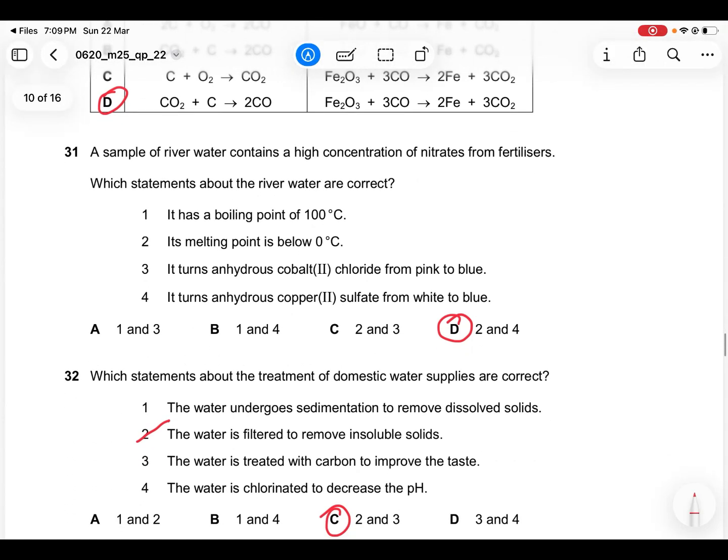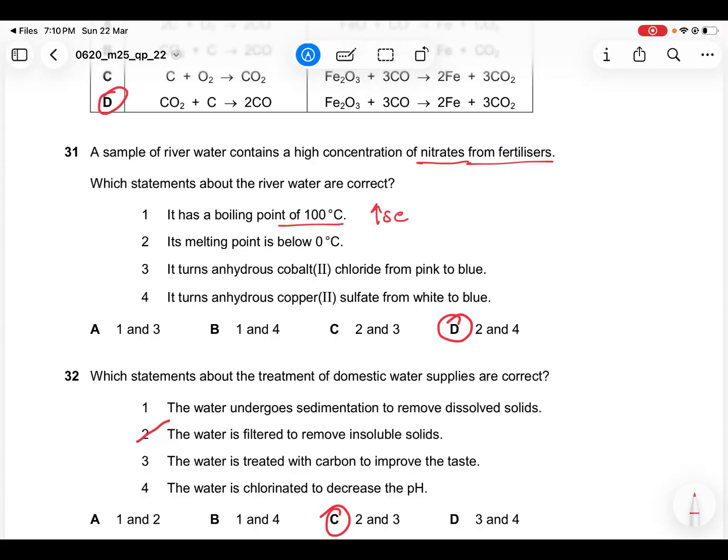A sample of river water contains a high concentration of nitrates from fertilizers. Which statements about the river water are correct? It has a boiling point of 100 degrees Celsius. Its melting point is below 0 degrees Celsius. It turns anhydrous cobalt chloride from pink to blue. It turns anhydrous copper sulfate from white to blue. Now, it has a boiling point of 100 degrees Celsius. Whenever there are any impurities present in water, the boiling point will increase. So the first is not correct.